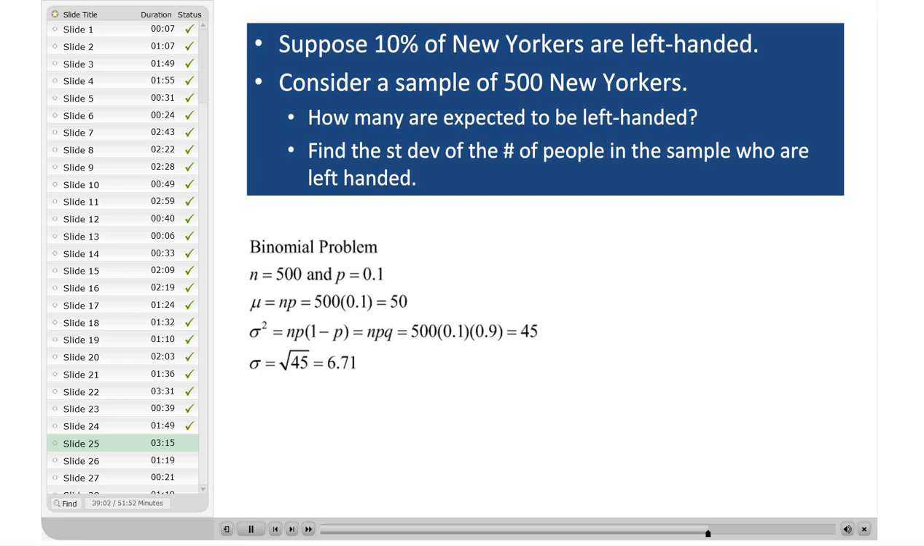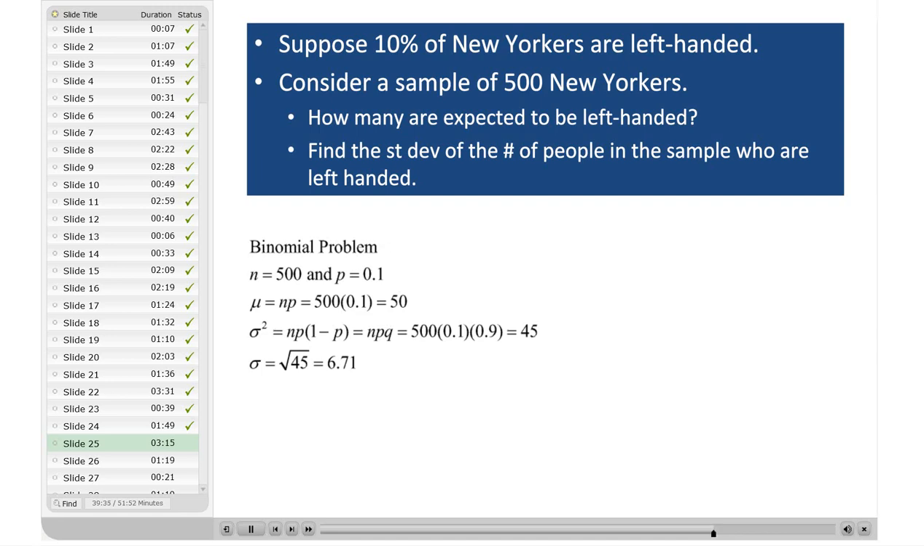Now the second question says, find the standard deviation of the number of people in the sample who are left-handed. In other words, again, the number of people in our sample who are left-handed is a random variable. Sometimes we're going to get a sample that has 41 people that are left-handed. Sometimes it'll be 52. Sometimes it'll be 47. So the number of people in our sample who are left-handed is a random variable. For that reason, it has a standard deviation, or you could call it a standard error if you want to.